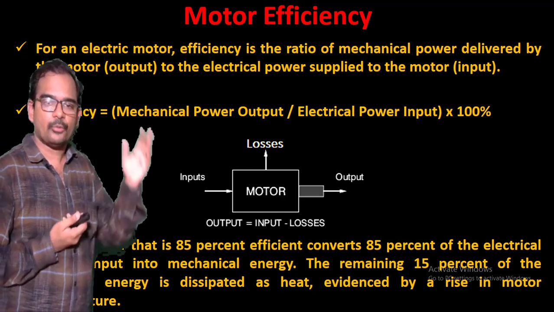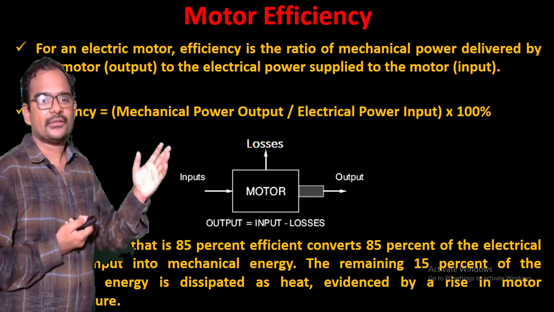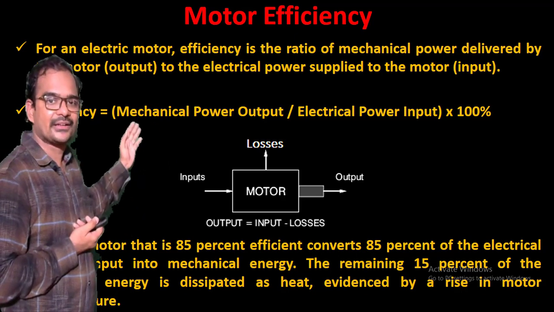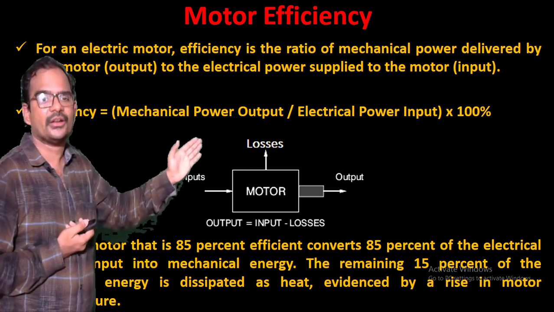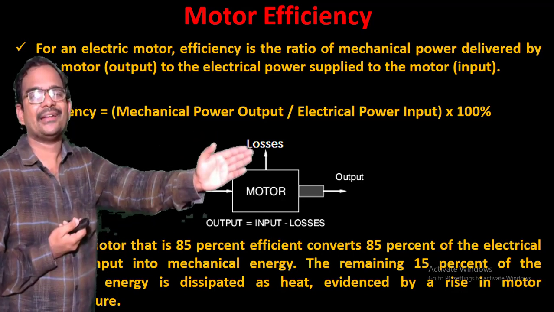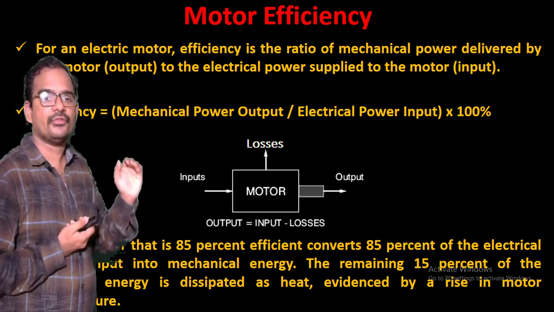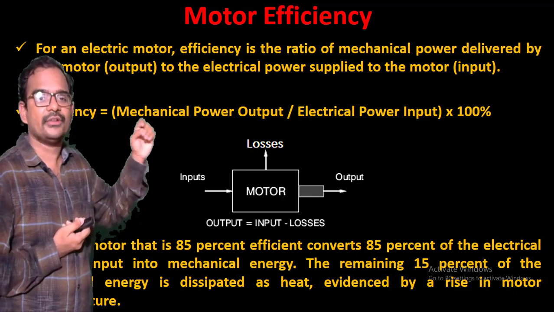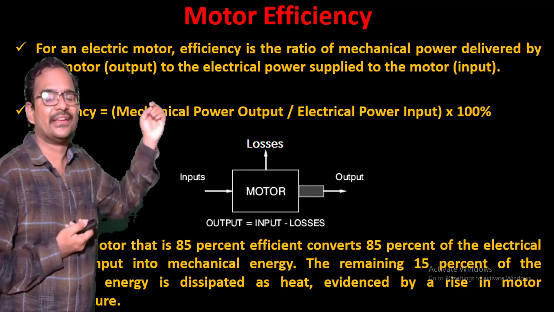Thereby, if a motor is 85% efficient, out of the 100% electrical energy you supply to the motor, 85% will be utilized for mechanical energy conversion, and the remaining 15% is losses, which dissipate in the form of heat in the motor.